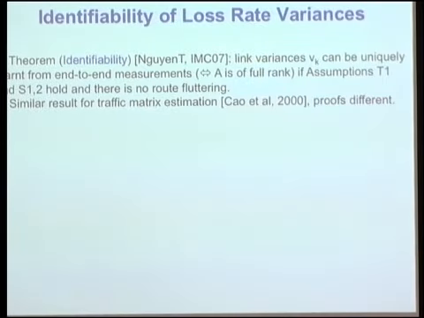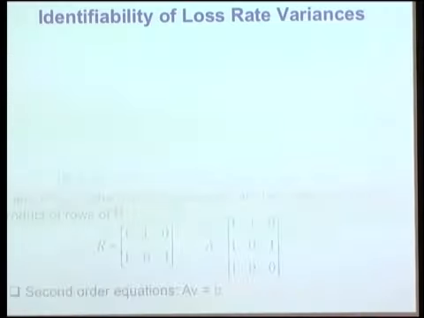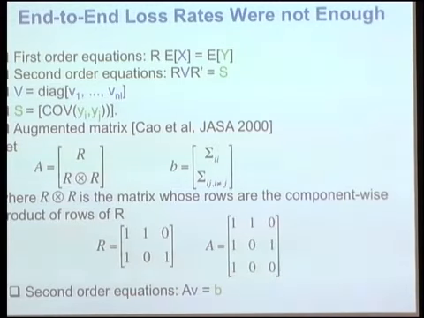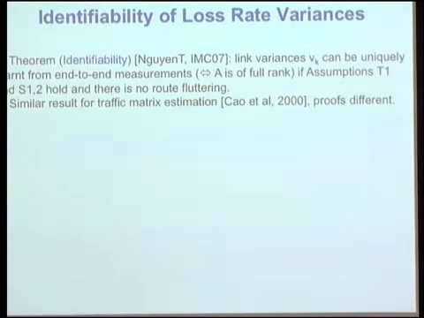Now what is nice with that is that if we cannot identify first order moments, we can identify second order moments. So link variances can be uniquely identified from end-to-end measurements. In other words, this matrix here is always of full rank, if I have all the assumptions I had before, so link independence in particular is the key assumption, and I know the routing matrix, of course. And the additional assumption we cannot avoid so far is that there is no route fluttering.